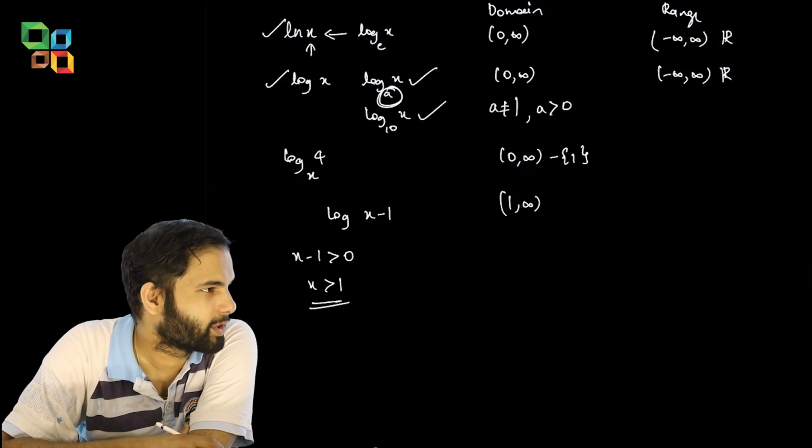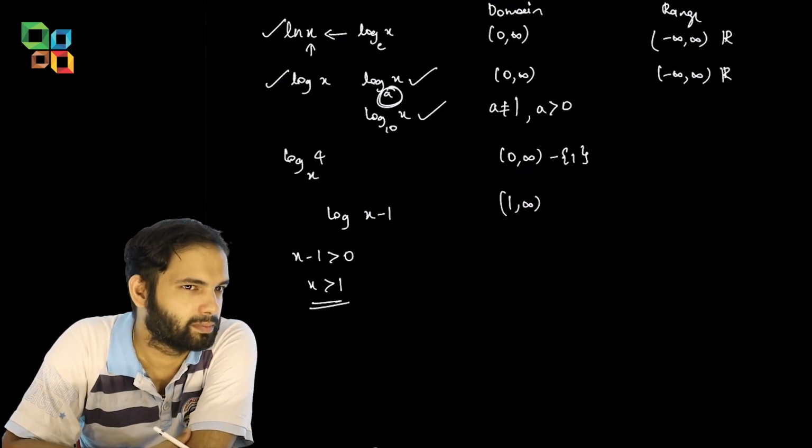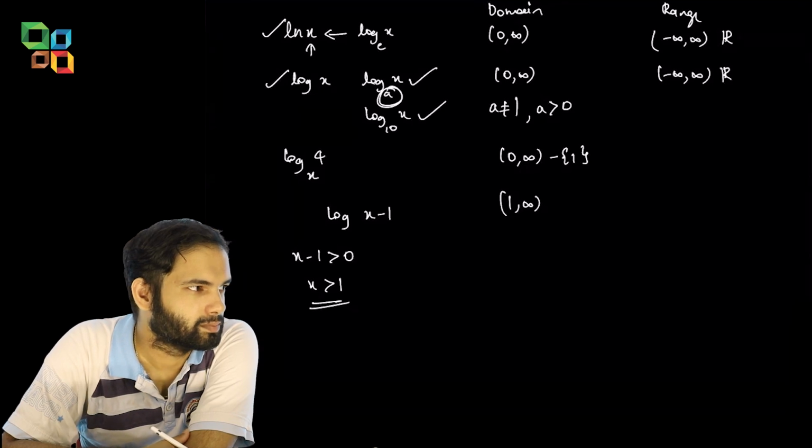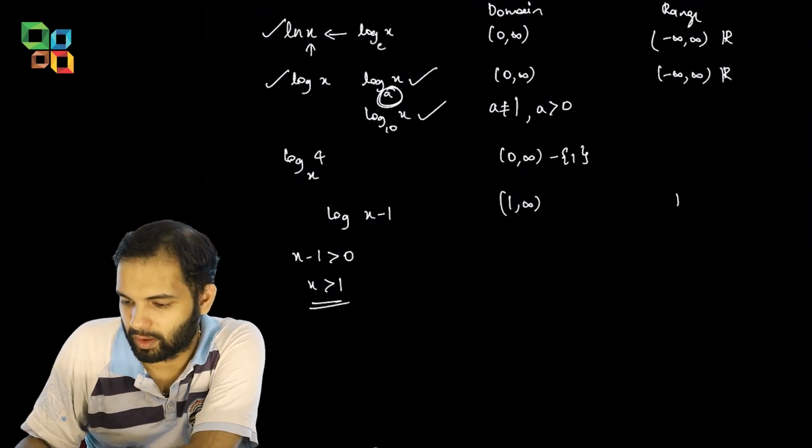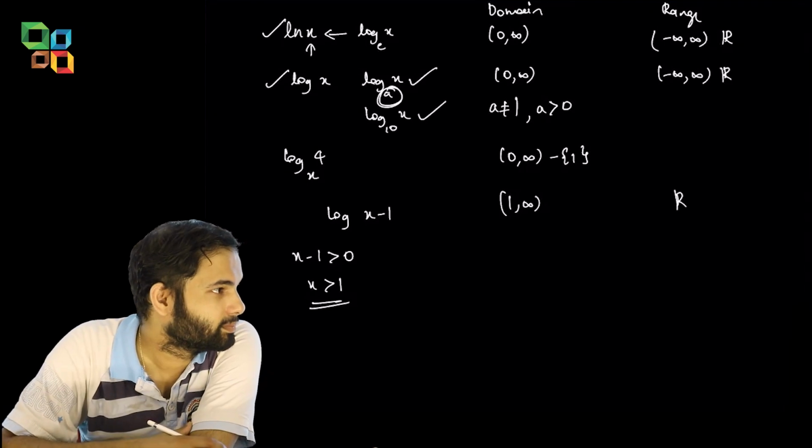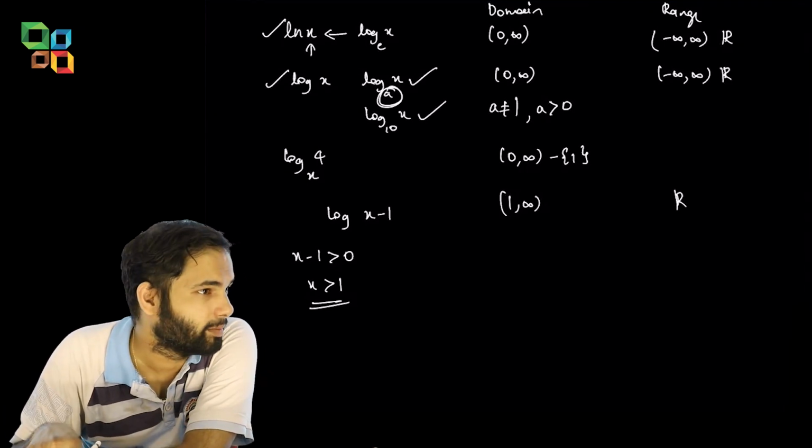Is it fine? What is the range? Can you tell me? Still all real numbers, because still all the numbers you are taking care of, right? We are taking the numbers from 0 to infinity anyways. We're taking care of all the numbers. So the range will remain the same.